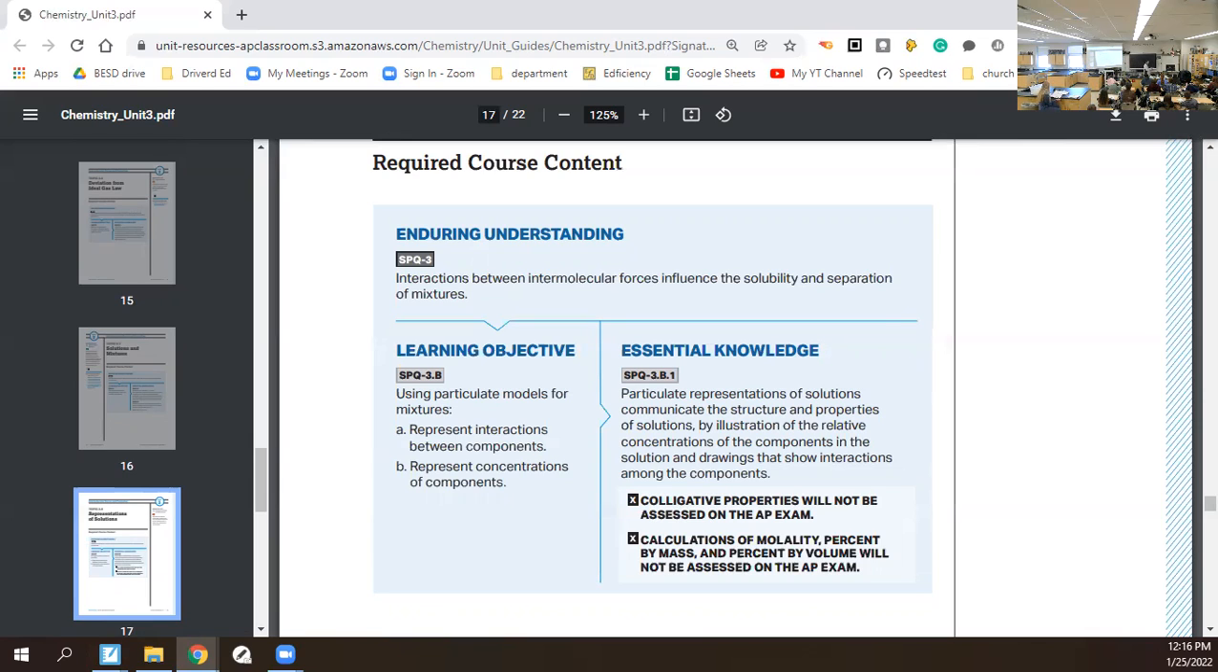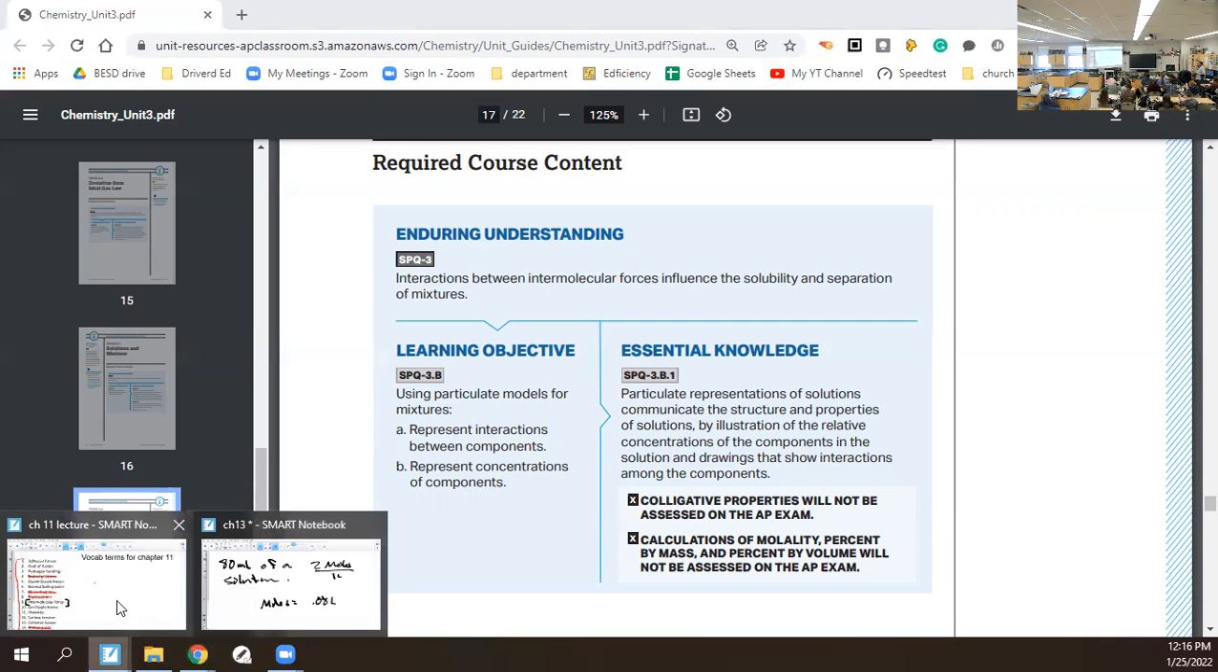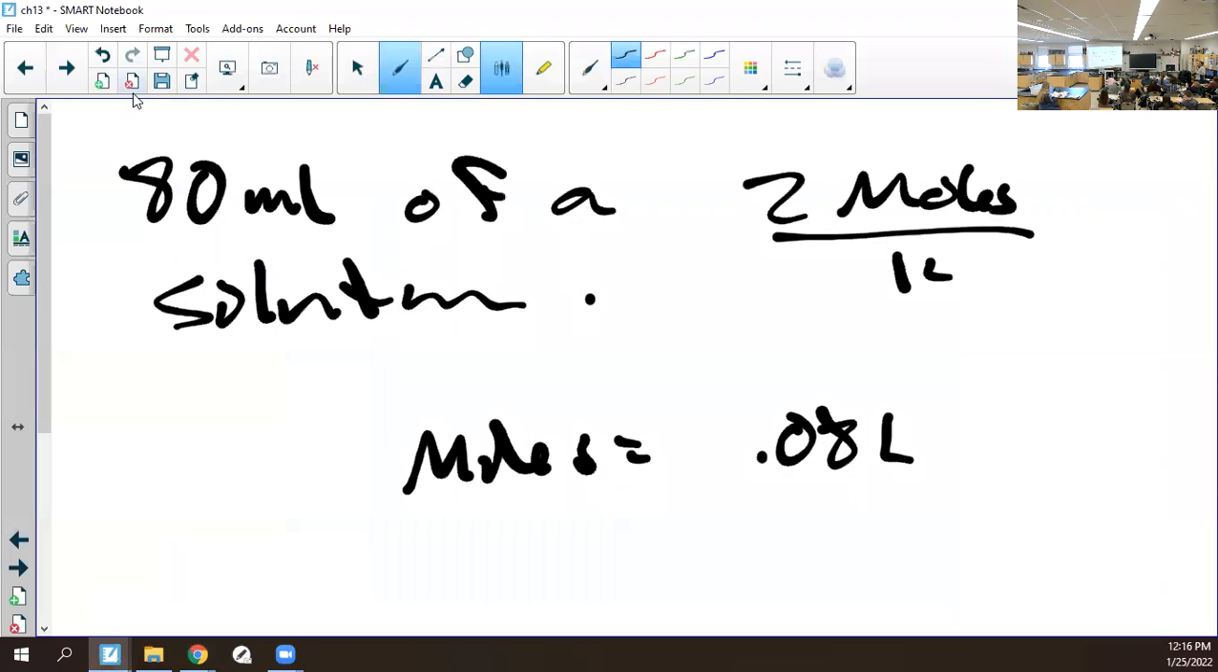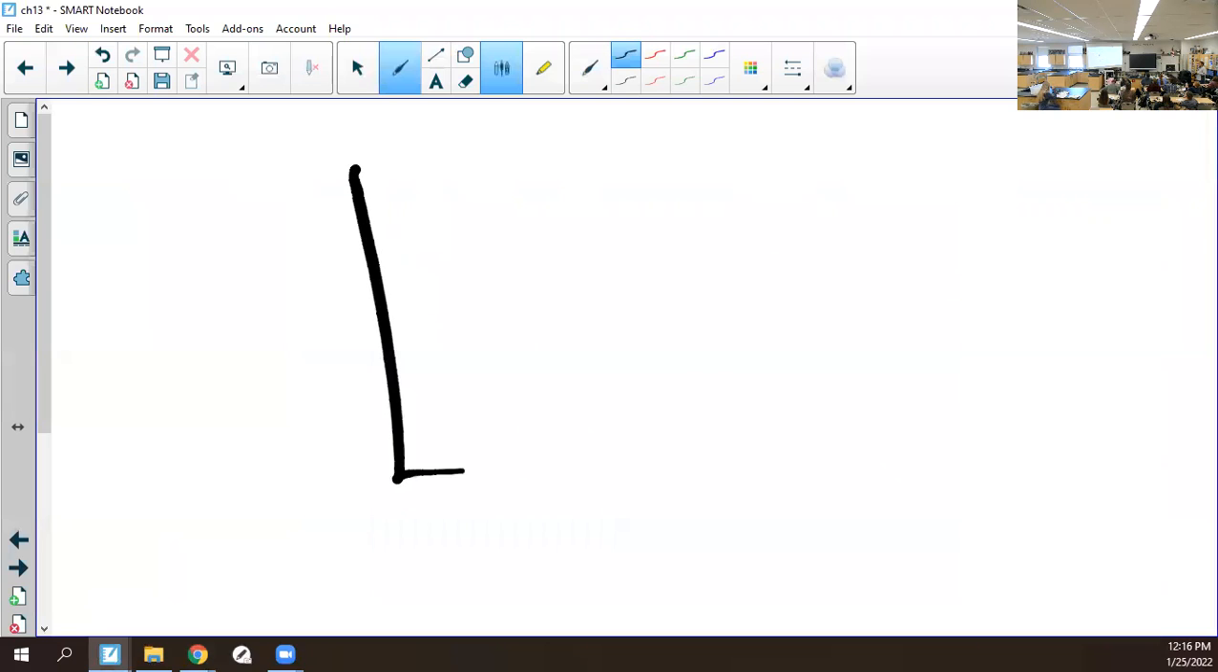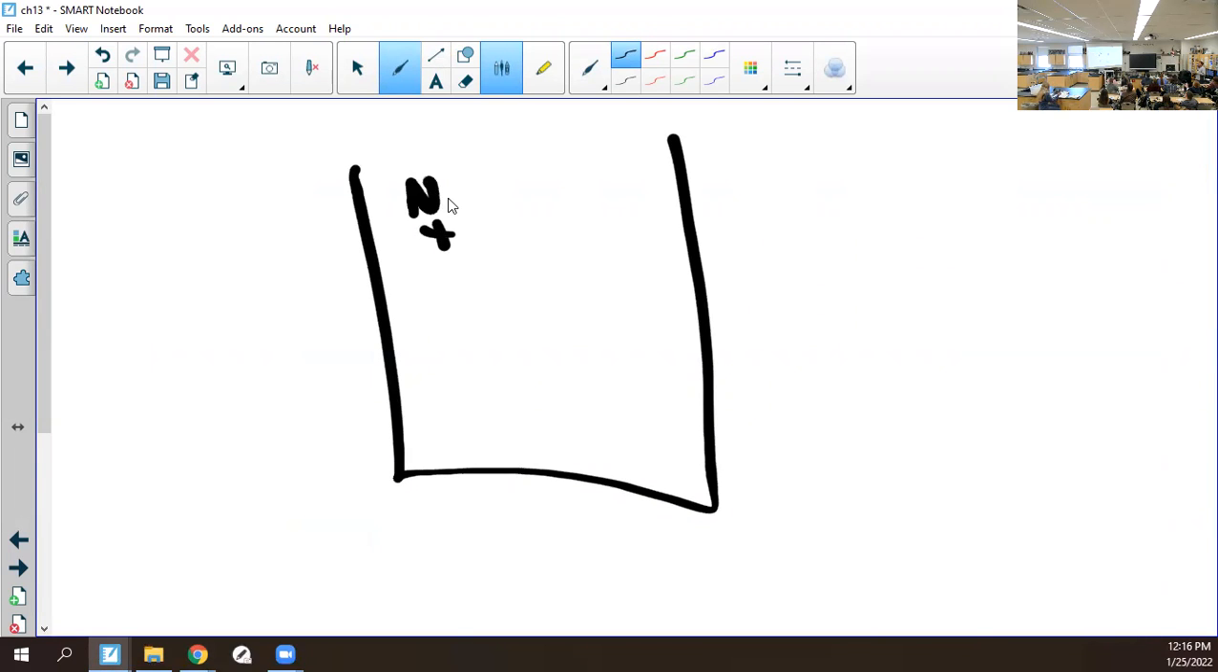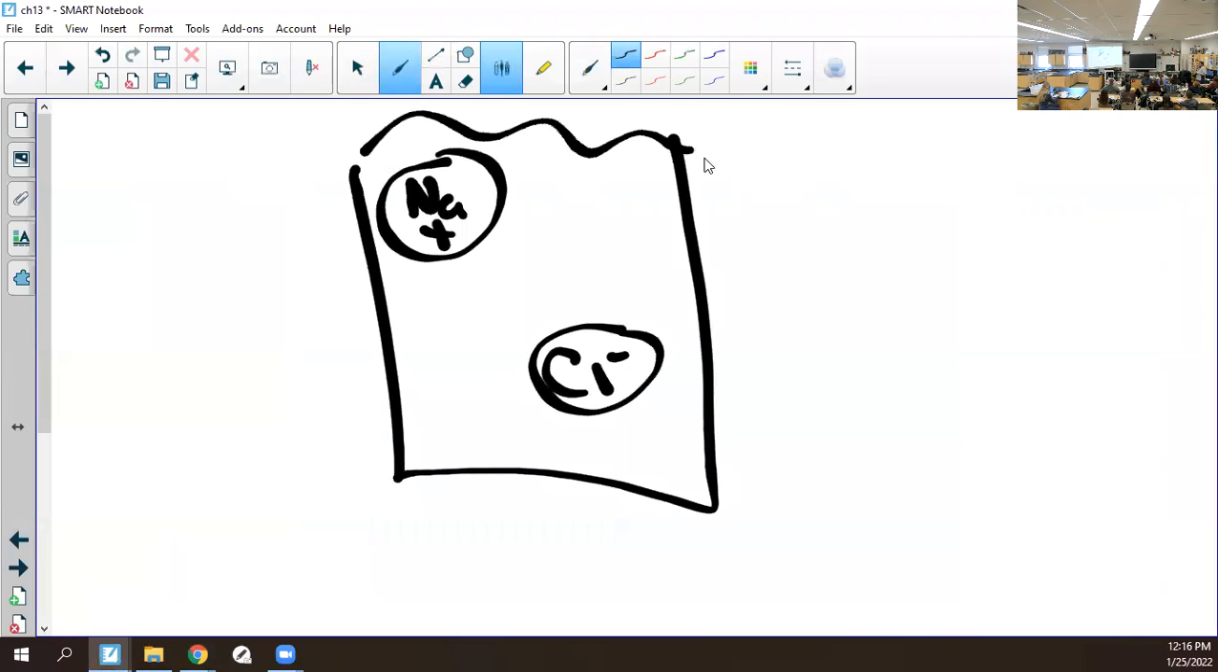All right, so we're gonna draw now instead of do math. So it says using particulate models of mixtures. Bunch of circles. So a particulate model would be like, it would say, draw a solution of salt water. And so you'd put like a Na+ and a Cl- of salt water. Like, that's all you do.